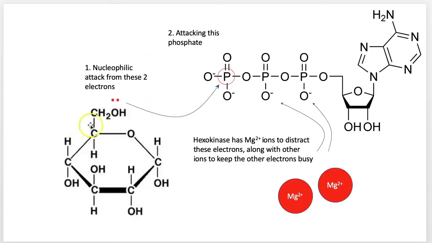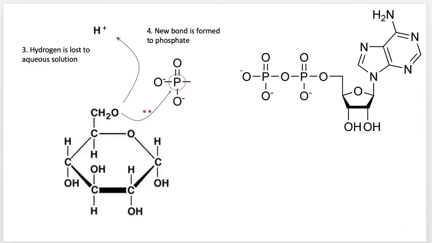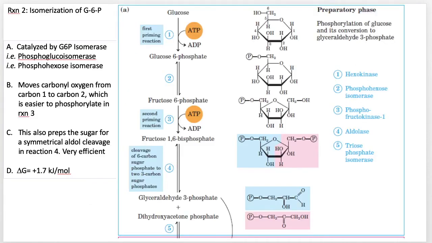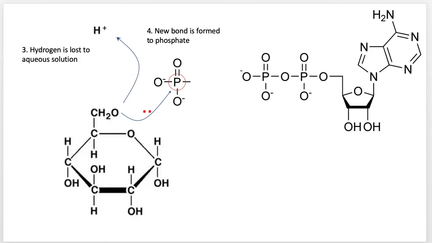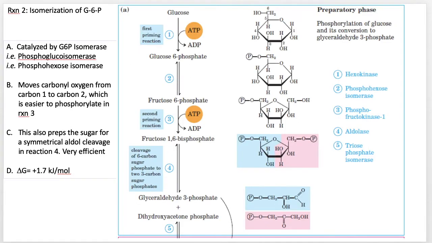So you can see here, we're going to have these electrons go after this phosphate. So we're going to have a bond broken over here. We're going to lose that hydrogen. We have a new bond formed. And we are now left with, well, I'm just going to cut to here. There's our phosphate attached where the hydroxyl group, or the alcohol group, whatever you want to call it, used to be. Awesome. That only happened because we had magnesium in the active site.